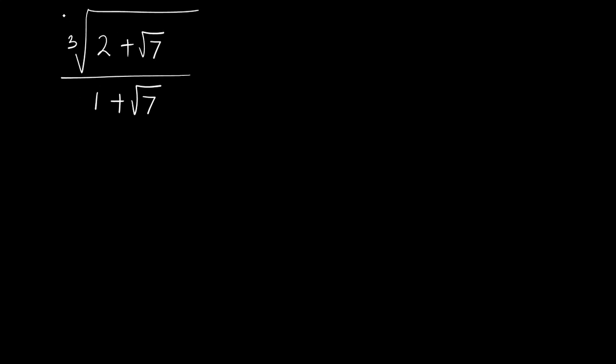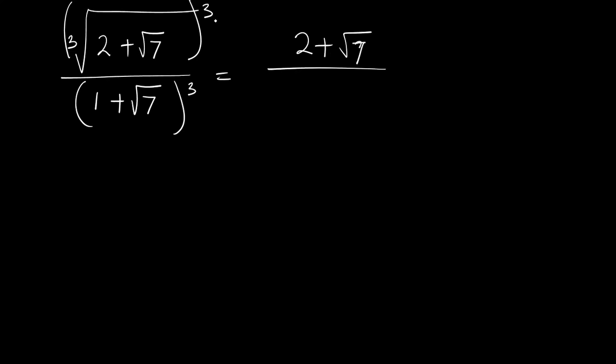So what we're going to do now is multiply both the numerator and the denominator by the power of 3, which is cubing. Now, if we cube the top one, what we're going to have is 2 plus root 7, because this is cubed, we remove this cube root.